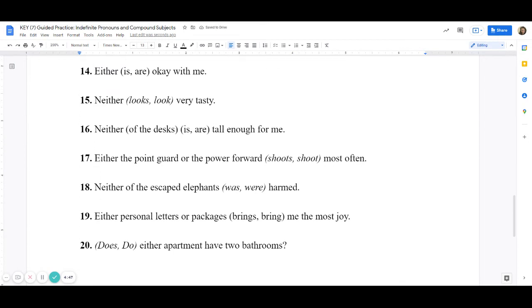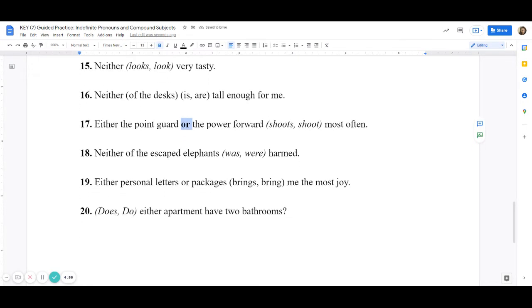17, either the point guard or the power forward. I see either with an or, so I bold or. 18, neither of the escaped elephants. There's no nor with the word neither. So what's my prepositional phrase? Of the escaped elephants. So we're putting parentheses around of the escaped elephants.